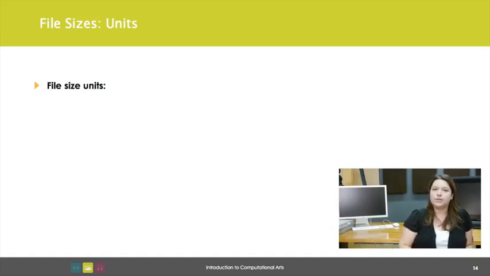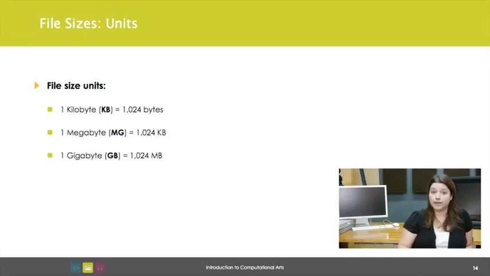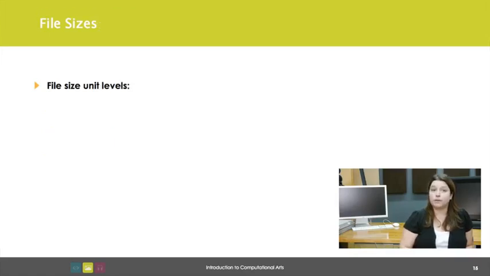File sizes are measured in bytes. As with other units, the following prefixes are used to keep sizes easy to read. 1 kilobyte is 1024 bytes. 1 megabyte is 1024 kilobytes. 1 gigabyte is 1024 megabytes. You can simply think of these levels of sizes as the corresponding levels for the following.